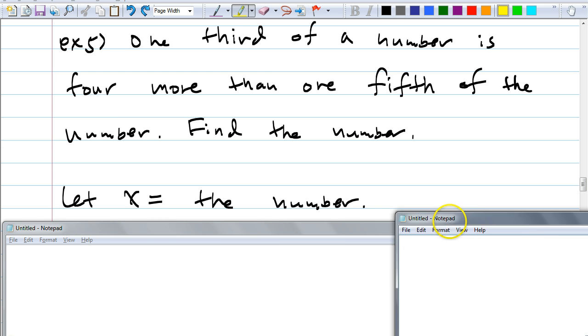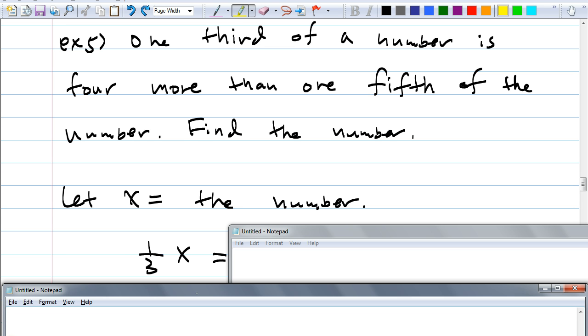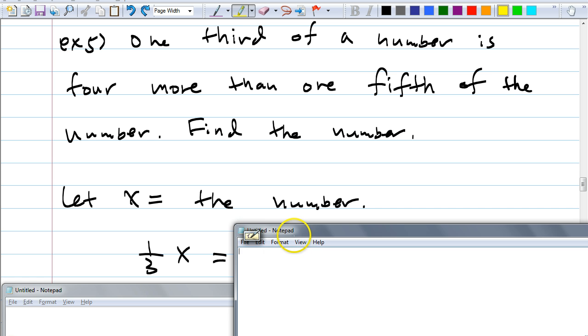Remember, is means equal to when you're translating into an equation. So there's one third times x equals, right? That's what it is right here. That's the first line, so we have the first line translated.